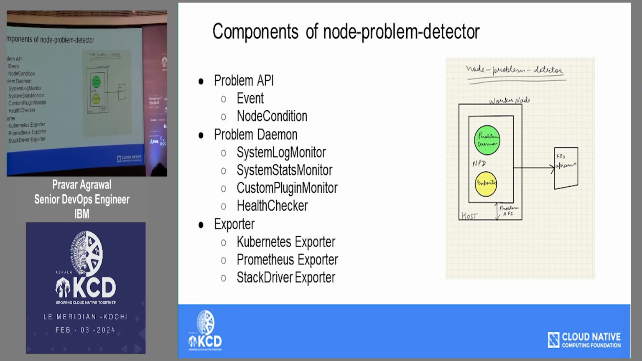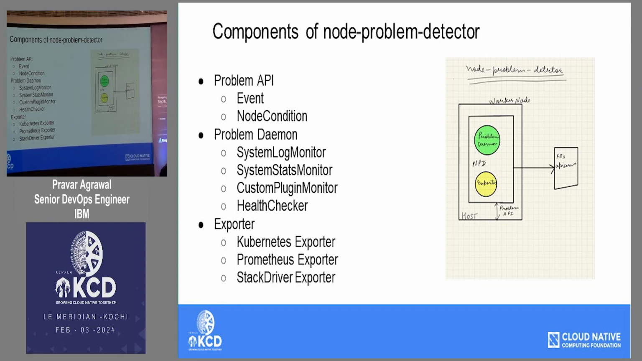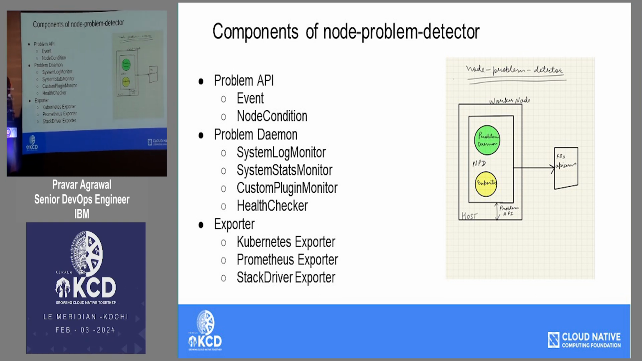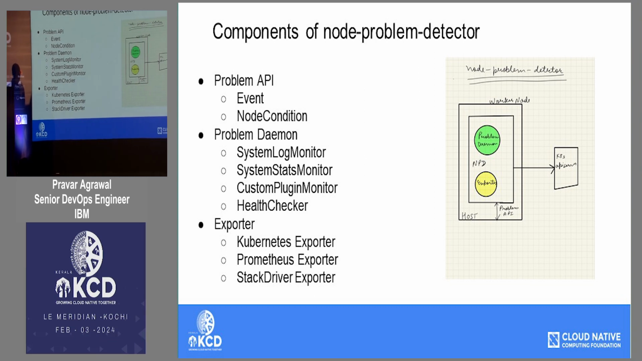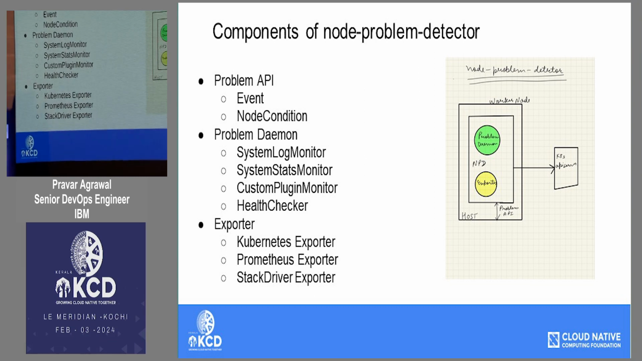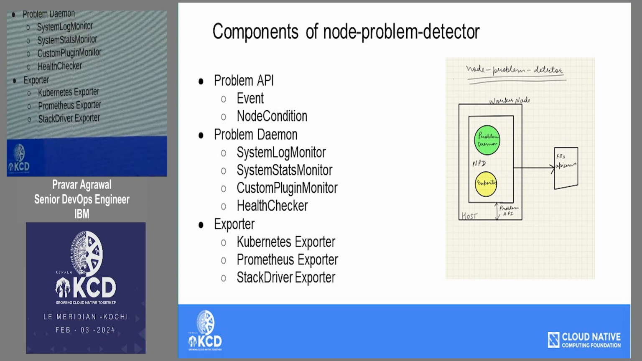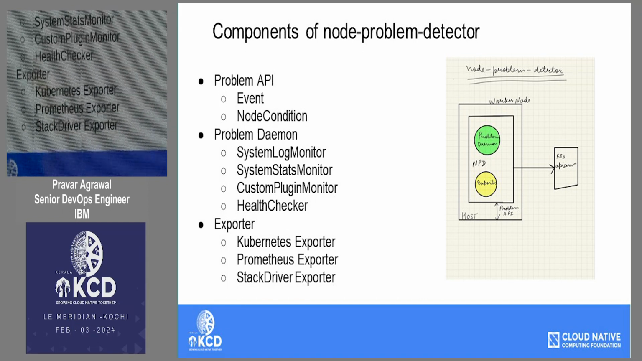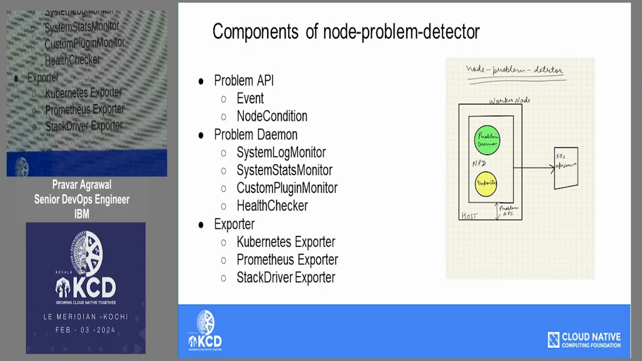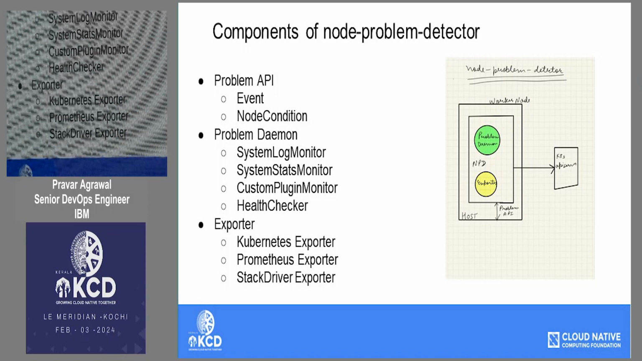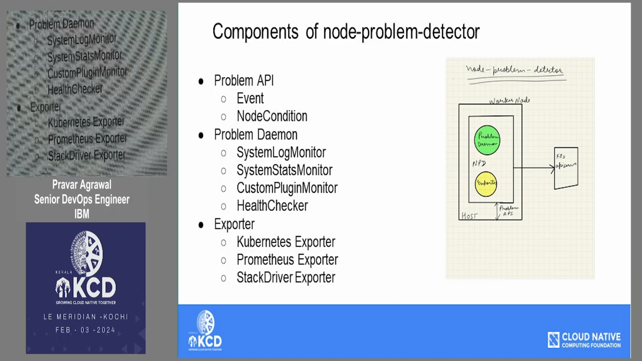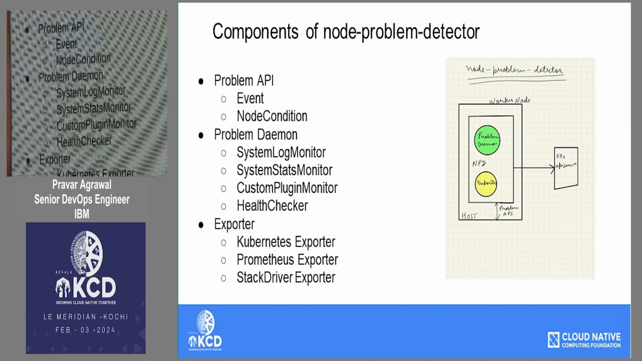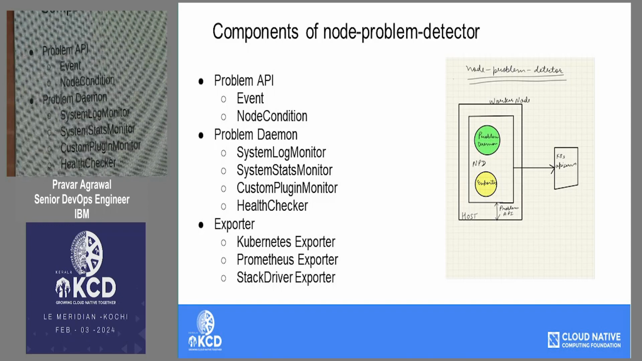And custom plugin is something, if you want a custom script of your own to be triggered at a certain point of time with the help of NPD. Something like you're trying to track maybe an NTP service which is going down, and you have some custom code written for it. So basically that monitor will be checking in that case. And health checker is something like kubelet or maybe container runtime health, you are just trying to check.